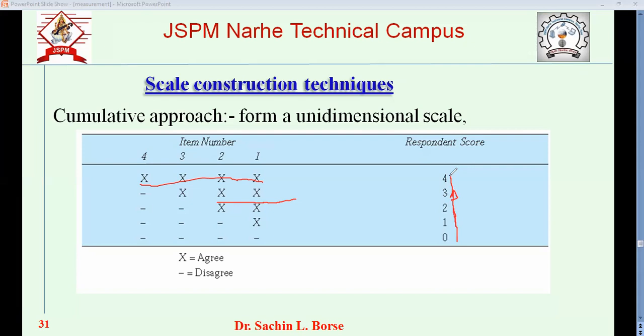So now it is time to see the example. Can anyone give an example before that, where we can form a Guttman scale? Can anyone give an example?